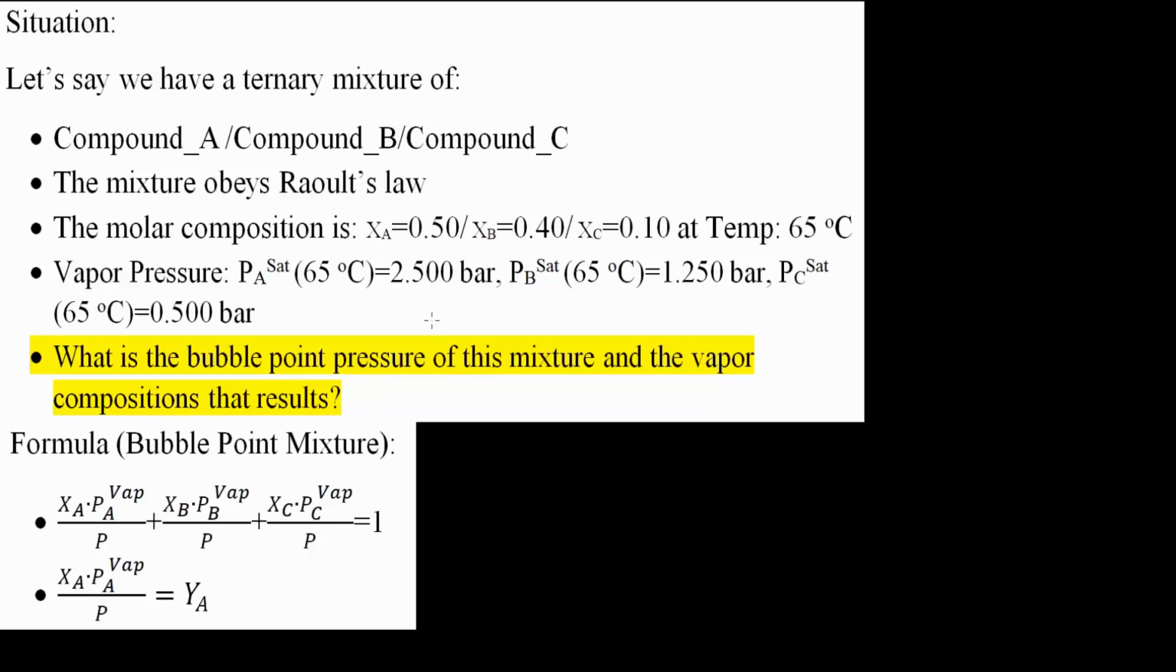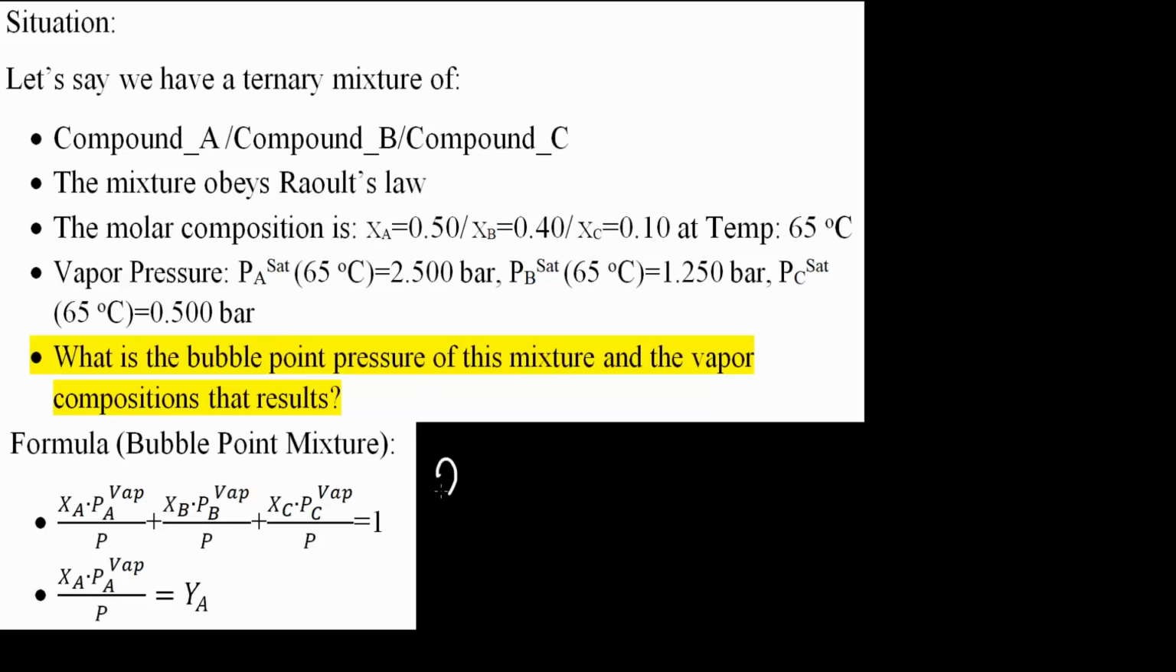Whenever we're doing bubble point pressure for a ternary mixture, quaternary mixture, the formula is something like this. And so in this problem, we want to solve for bubble point pressure. So the only thing that's missing is P, our pressure. And so in this case, when you solve for P, that will be our bubble point pressure. And so let's do that.